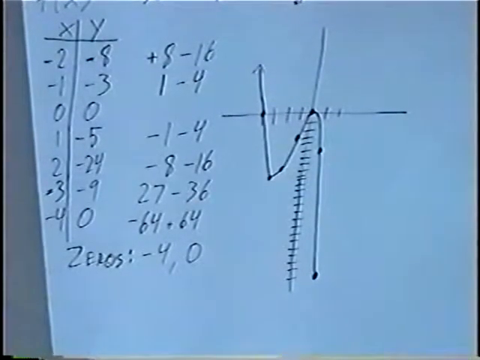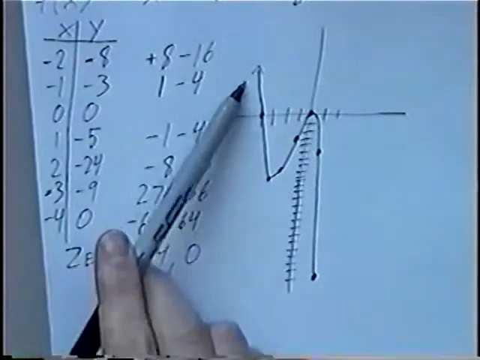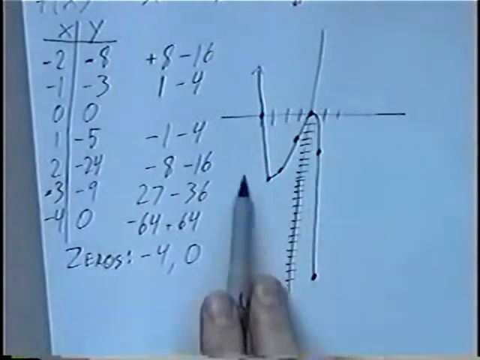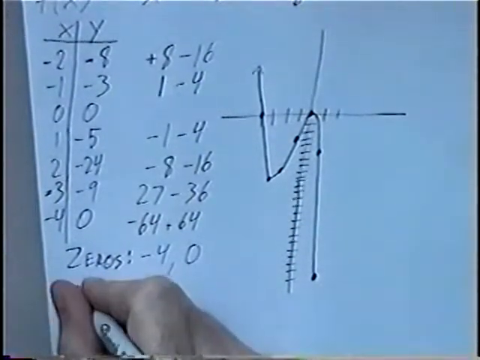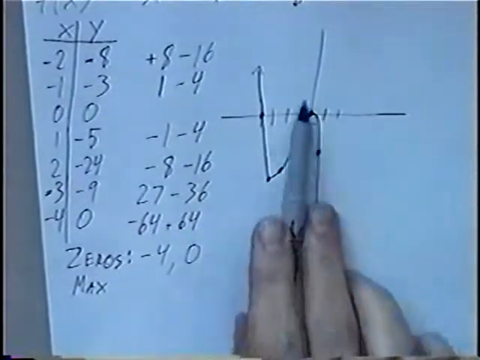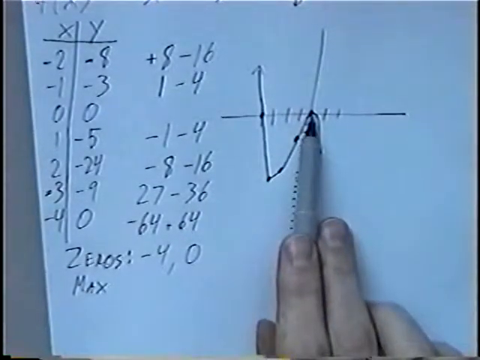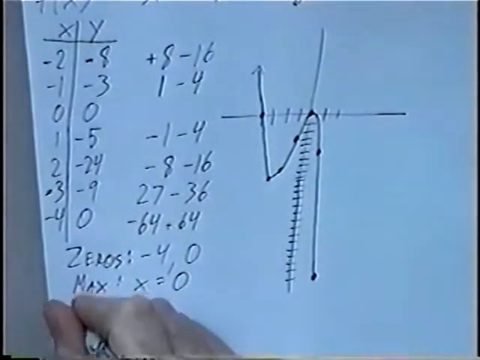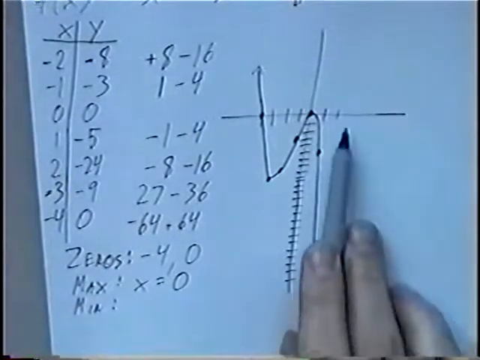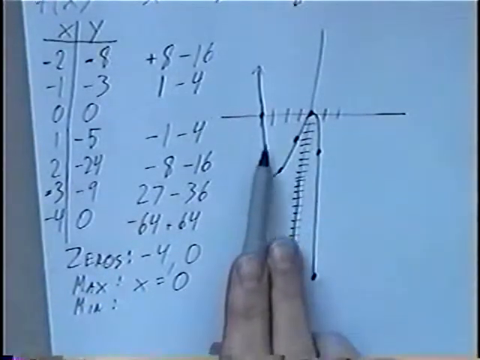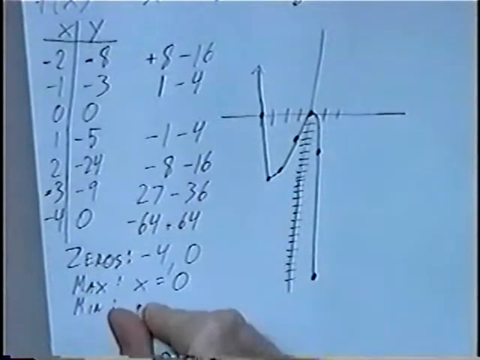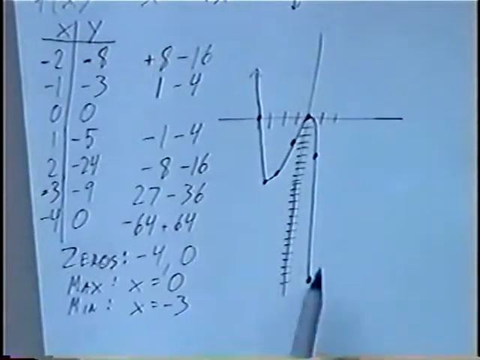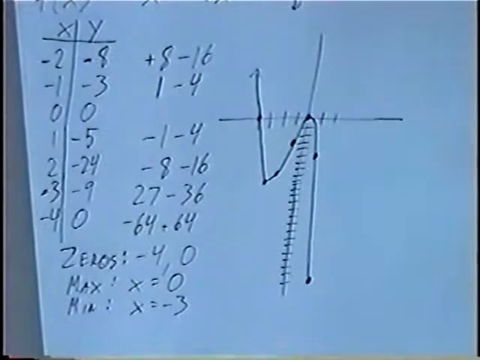To find the max and min, or relative max and relative min, again ignore the ends of the graph where it goes off to positive and negative infinity, and only look at the curves in the middle for the relative max and relative min. For the max in the middle of the graph, the top of the curve will be at x equals 0. So the relative max will be x equals 0. And for the min, looking again at the middle of the graph, the bottom of the curve, which was at -3, we'll have a relative min at x equals -3. And that'll be the graph, the zeros, and the max and min for the equation.